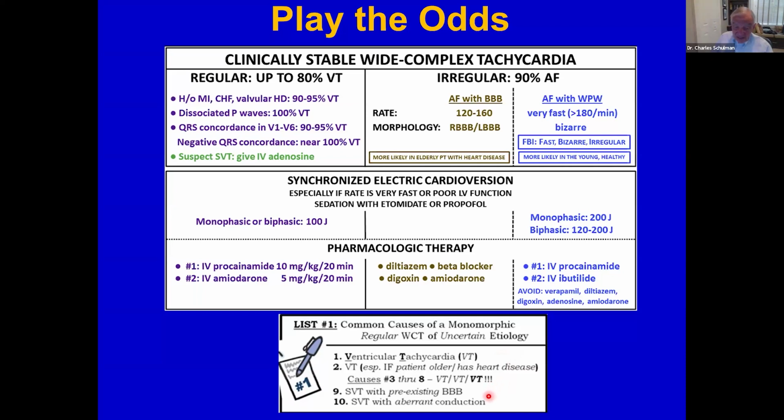And cause number 9 in terms of frequency is SVT with a pre-existing bundle branch block. And last, SVT with aberrant conduction. People call it SVT with aberrant conduction, and really most of the time it's SVT with a pre-existing bundle branch block.